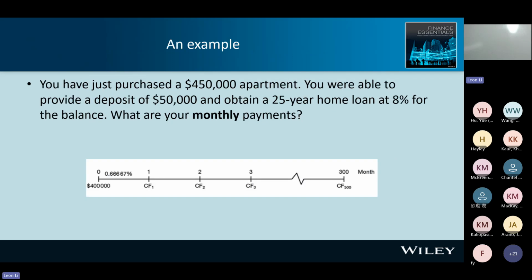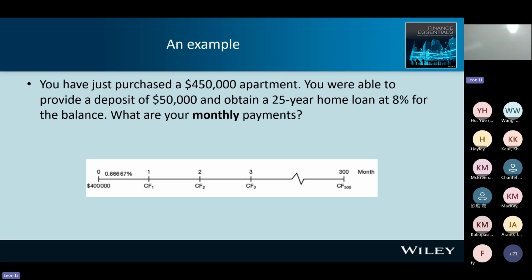So this is our example. You have just purchased a $450,000 apartment, and you were able to provide a deposit of $50,000 to obtain a 25-year home loan at 8% for the balance. What is your monthly payment?